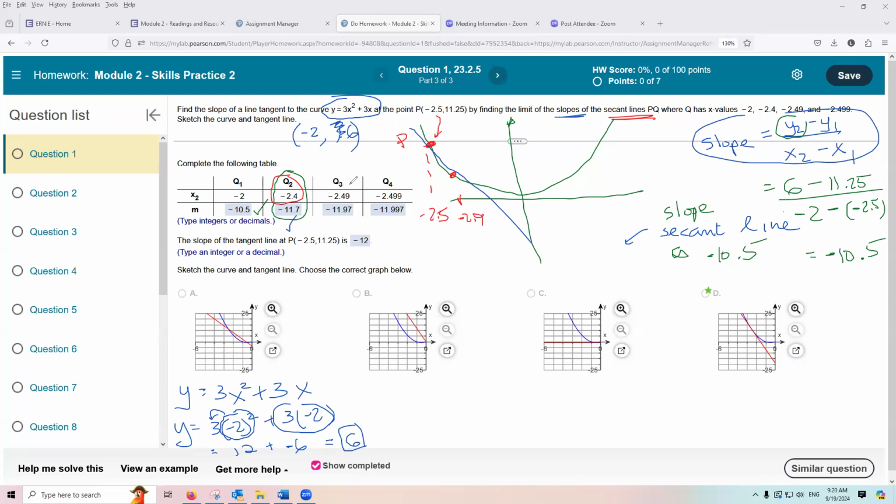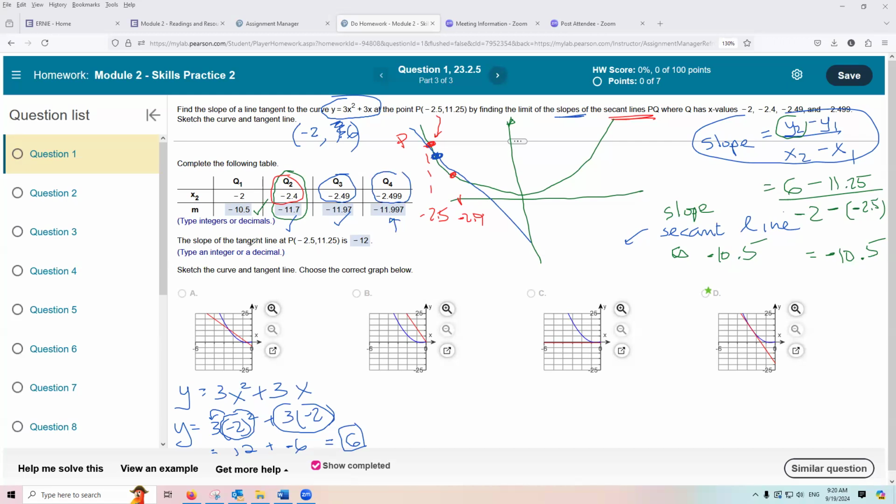What if you make the point even closer to P? I'm going to use negative 2.49. Of course, that's going to move the point here. Well, the slope is negative 11.97. What if you move the point Q even closer, negative 2.499? I could see the slope is negative 11.997.